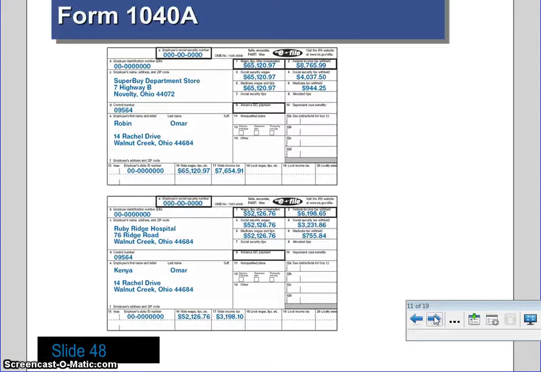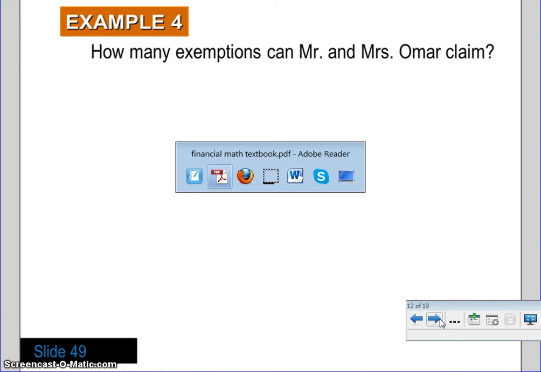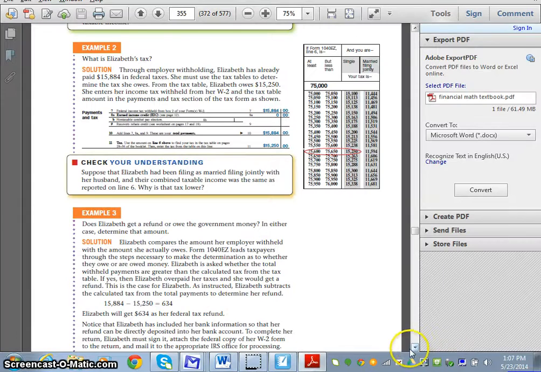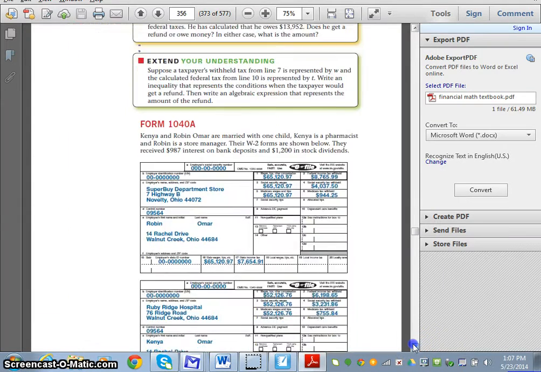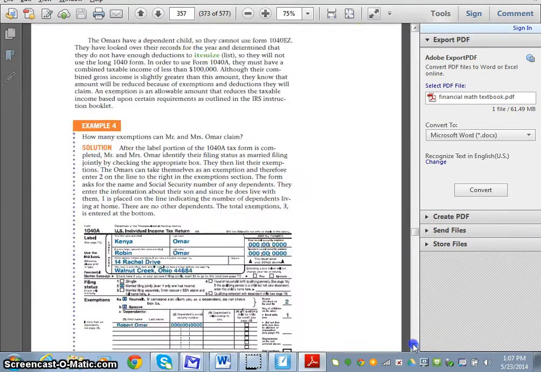Okay, we're going to go ahead and skip that one and move on to the next one. So now we can see, based on a 1040A, let's move on to the next example. It says, how many exemptions can Mr. and Mrs. Omar claim? So to check that out, we're going to go back to the book. Give me a second to get there.